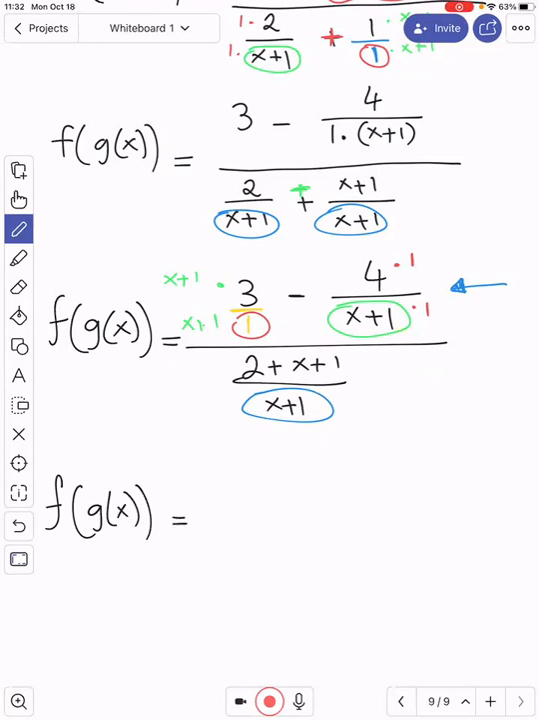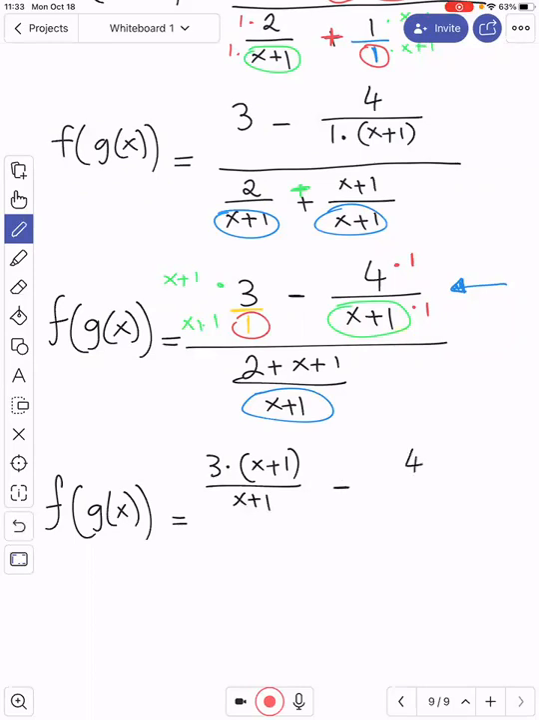So we have 3 times x plus 1, right? 3 times x plus 1. So you need the parentheses for x plus 1, okay? Because it's 3 times the whole x plus 1, not just 3 times x or just 3 times 1. It's 3 times the whole x plus 1. The same in the bottom. It's 1 times x plus 1. It's just x plus 1, of course.